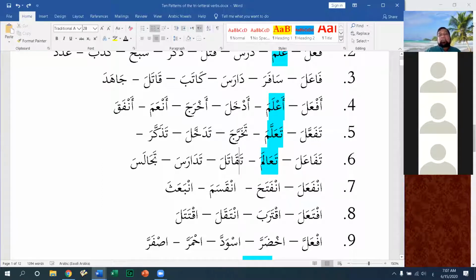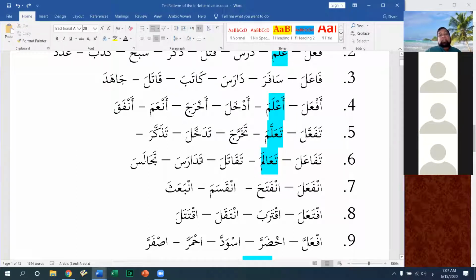Taqatala actually means a group of people fighting. And of course, we'll use it in the plural form. We'll say taqatalu. Mutaqatilun is the one who's fighting, or mutaqatiluna, those who are fighting. We'll make it plural. Mutaqataluna, the ones they're fighting. And taqatulun is the fighting.